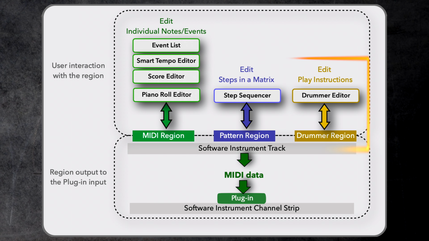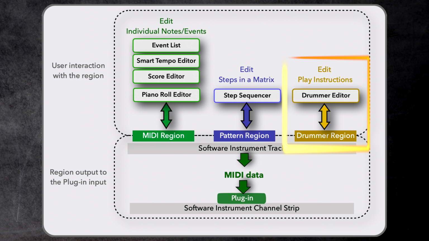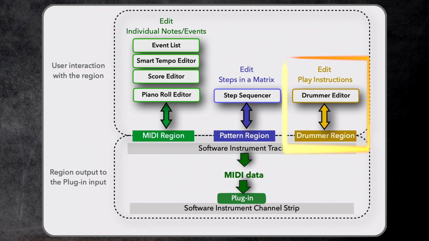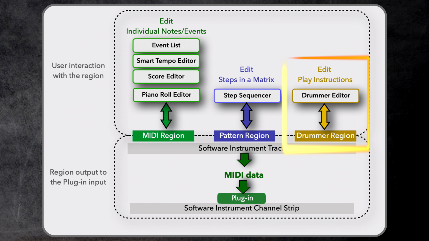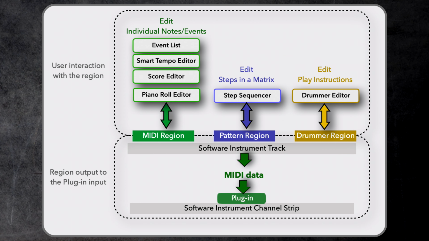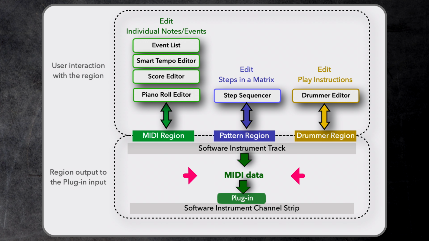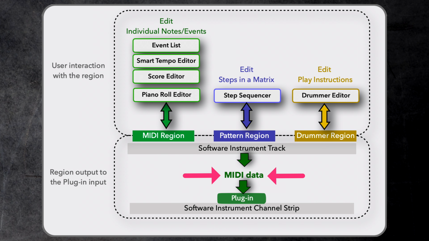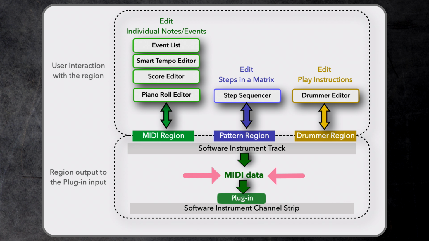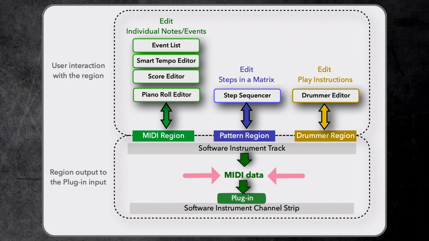The drummer editor lets you edit the drummer region with a completely different user interface. Here you create play instructions and use other controls. But here is the important part. All these three region types have one thing in common, and that is they output MIDI data that is sent to the software instrument plugin on the software instrument channel strip that the software instrument track is assigned to.